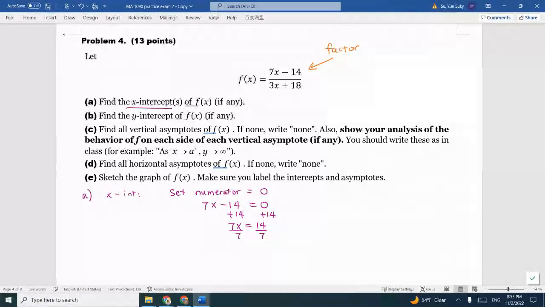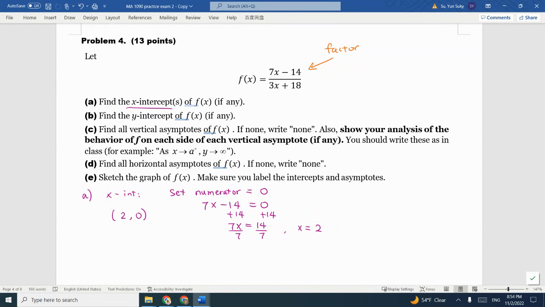Divided by 7. So we get x equals 2. Remember, x-intercepts are points. If you just write down a number or an equation, it means a vertical line. X-intercept is a point, not a vertical line. So you should put x-intercept is (2, 0).